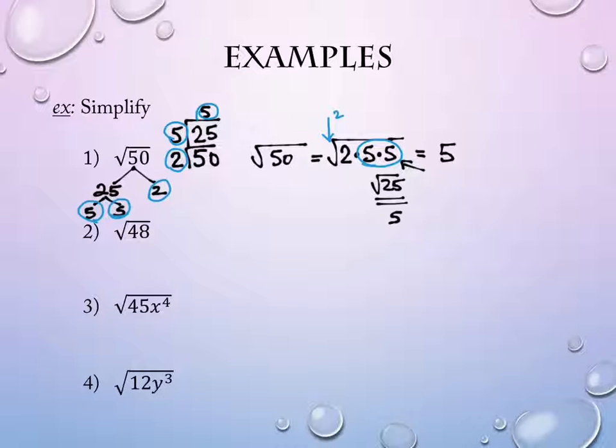Okay? But it's not just 5. There's still a 2 that's underneath the radical. So this is 5 square root 2. That's our answer.